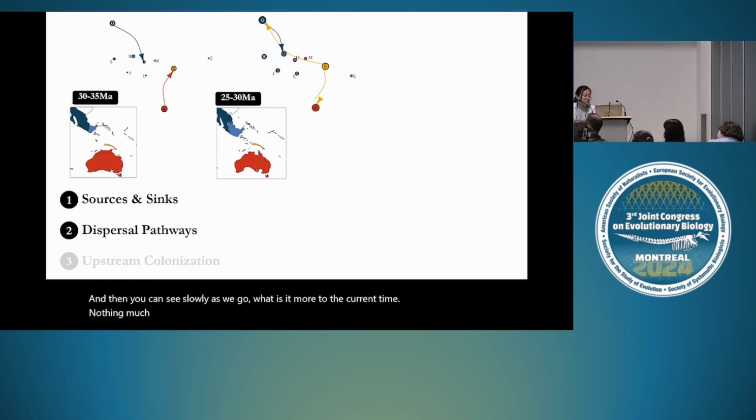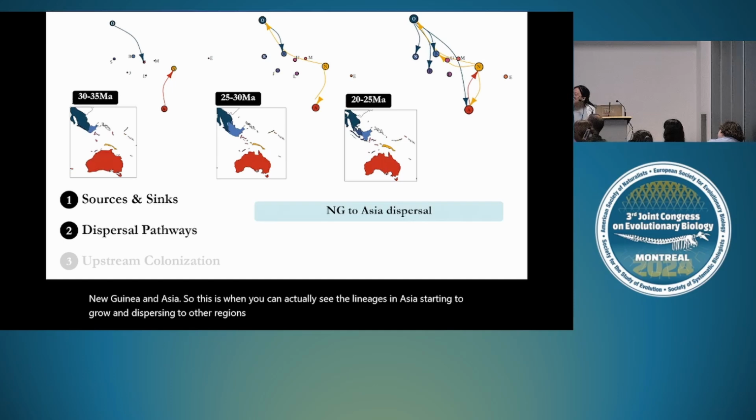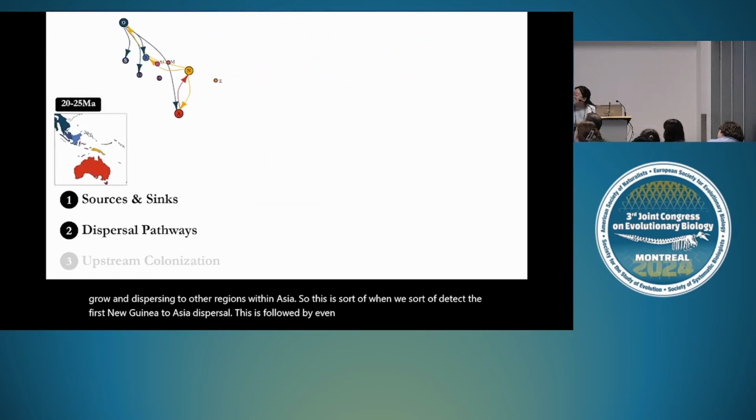And here you can see the first instance of the dispersal between New Guinea and Asia. So this is when you can actually see the lineages in Asia starting to grow and dispersing to other regions within Asia. So this is when we detect the first New Guinea to Asia dispersal. This is followed by even more dispersals over time.